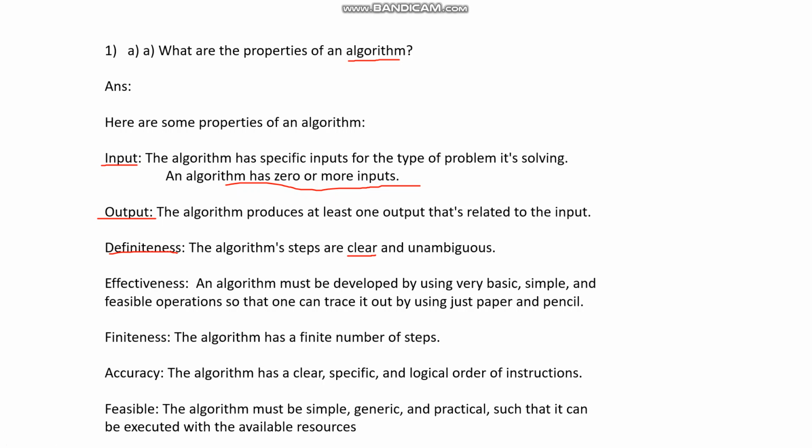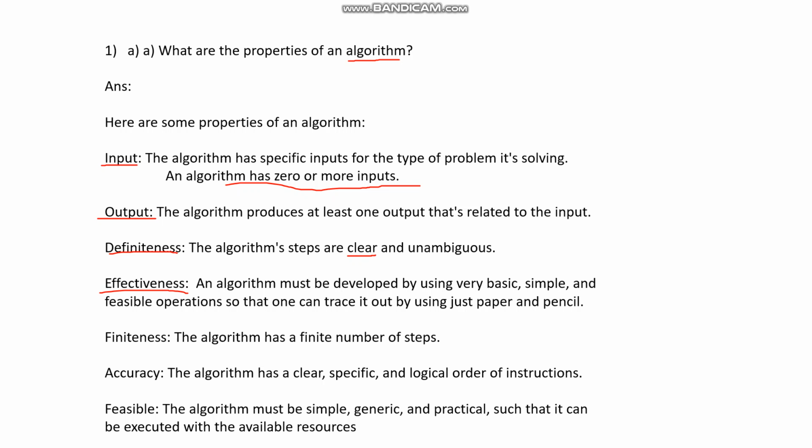Next, the next property is effectiveness. Effectiveness stands for the algorithm being developed using very basic, simple, and feasible operations, so that one can trace it using paper and pencil. Means whatever steps we are writing must be in a very simple format. We can easily trace the corresponding algorithm. In this point of view, it is called effectiveness.